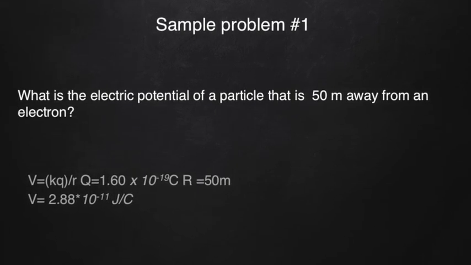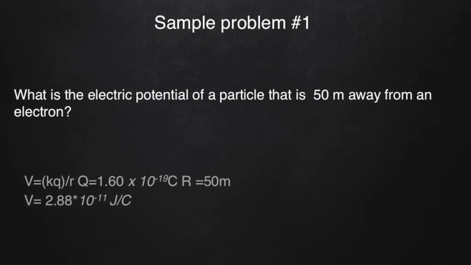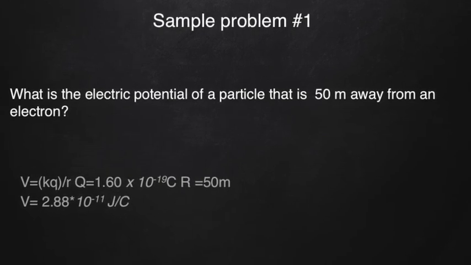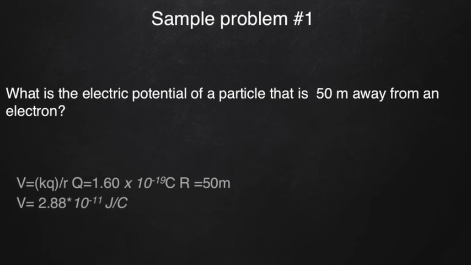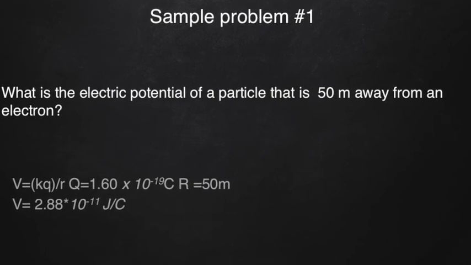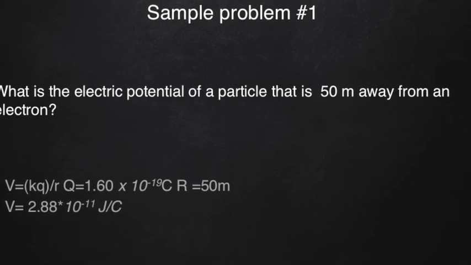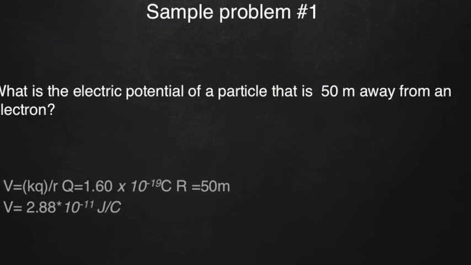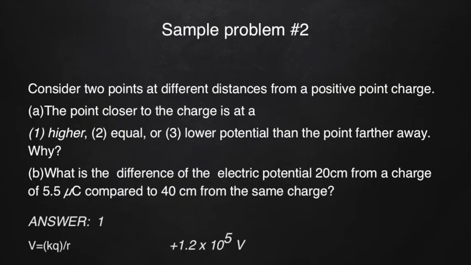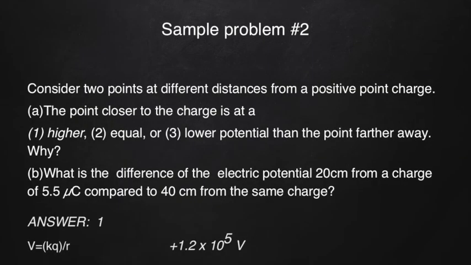So here's the solution for the problem. We use the formula for the point charge, V equals kq over r. Then we plug in numbers and we get the electric potential equals 2.88 times 10 to the negative 11 joules per coulomb. So here's sample problem number 2. Please read the question carefully and pause the video to attempt this question on your own.